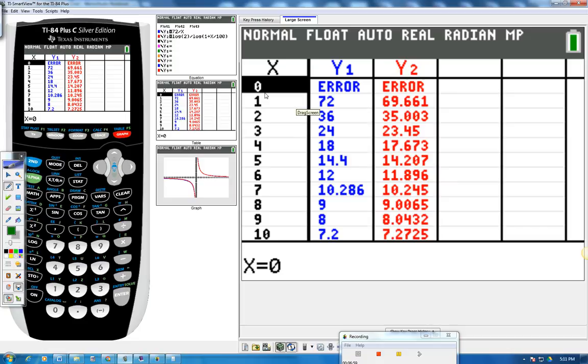Okay, so looking down the table, what you had to do is you had to create this all the way through 20.